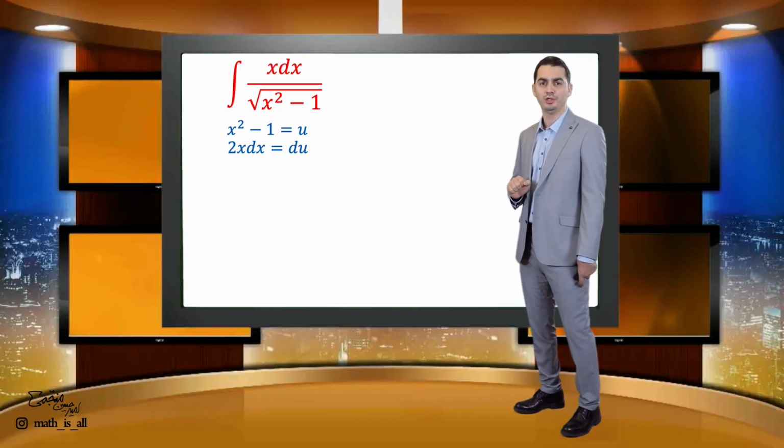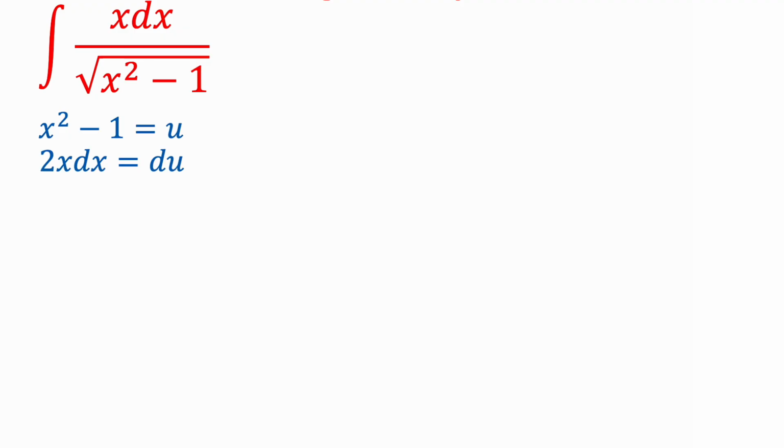Let's observe together. In the numerator of the fraction, we had x dx. How do I make this x dx be in terms of u? Well, we saw that 2x dx is equal to du. So what does x dx become then? It becomes 1/2 du. So in the numerator, instead of x dx, I'm going to write 1/2 du. And in my denominator, since I had substituted x squared minus 1 with u, it becomes the square root of u.